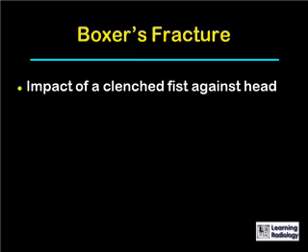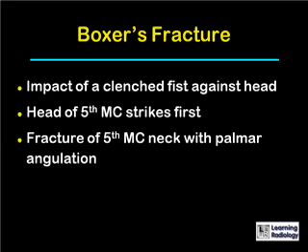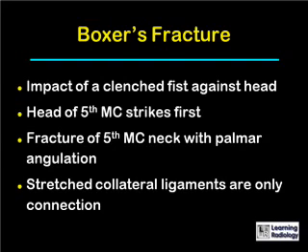Boxer's fractures occur because of impact of a clenched fist against a hard object, usually the head, although it's frequently reported to be a wall. It involves the head of the fifth metacarpal. The head of the fifth metacarpal strikes first, and that produces fractures of the neck and/or head of the fifth metacarpal, frequently with palmar angulation. This also tends to stretch the collateral ligaments, which form the only connection then of the fractured metacarpal head with the remainder of the shaft.